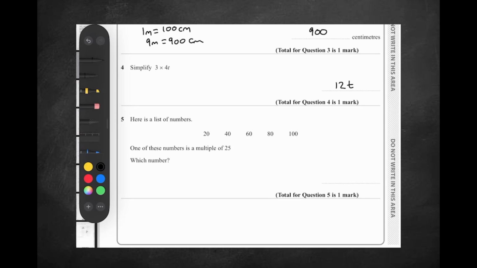And question 5. Here is a list of numbers. One of these numbers is a multiple of 25. Which number? I'll write down the multiples of 25: 25, 50, 75, 100. As you can see, the only number that matches up is 100.